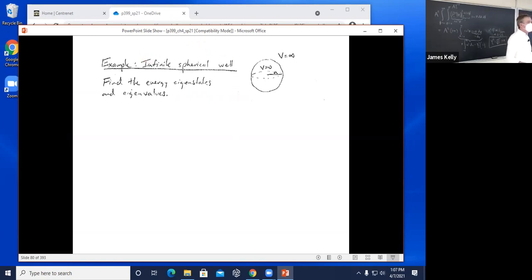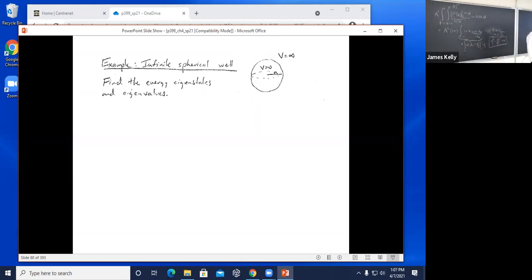Remember, in our infinite well in one dimension, the potential was 0, and then suddenly went to infinity forevermore. Here it's the same way, except our location in three dimensions where the potential is 0 is the inside of a sphere, and everywhere outside of that sphere, the potential is infinity. So we call it an infinite spherical well. And we want to find the energy eigenstates and eigenvalues.